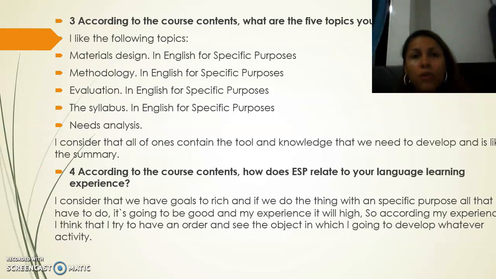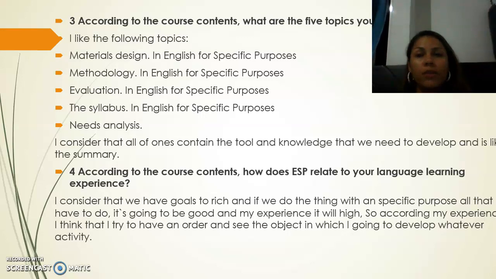The third question, according to the course contents, what are the 5 topics you like the most and why? Okay, I was checking all the contents for the 3 units, and I consider that this is the list of 5 contents that I like, because I think that they have all the requirements that we need to learn. So the first one is materials design in English for specific purposes. The second is the methodology in English for specific purposes, and evaluations, the syllabus, and the last one is the needs analysis. So I think that all of those have the characteristics and the tools to teach us the specific purpose in which we have to teach in a class.